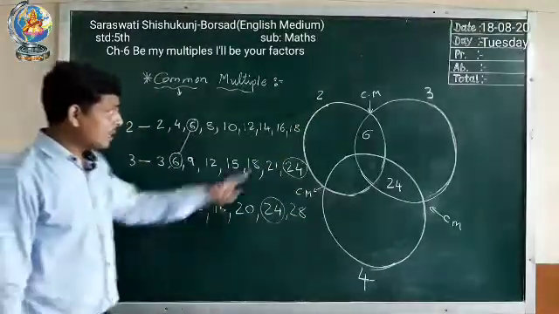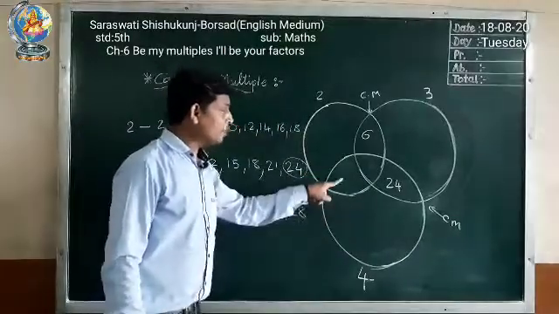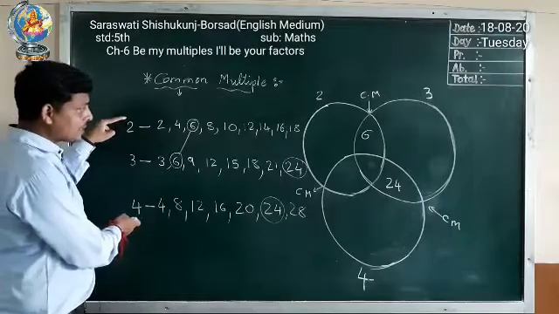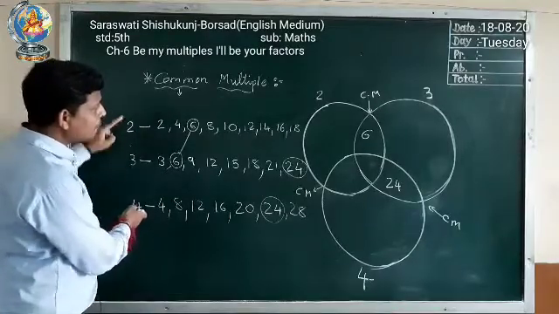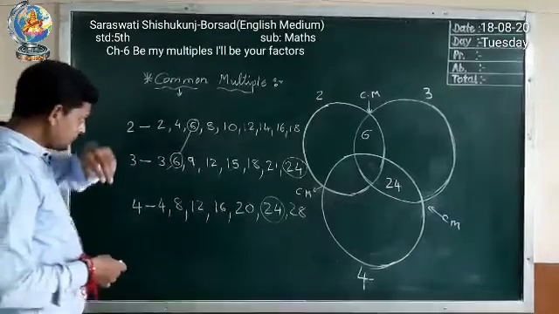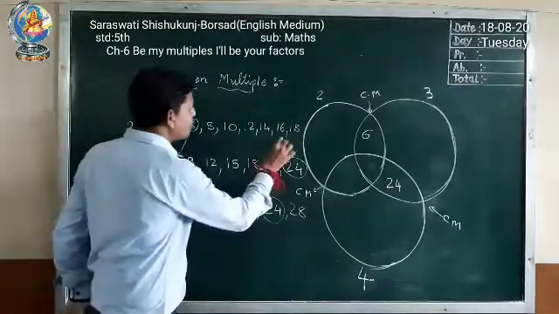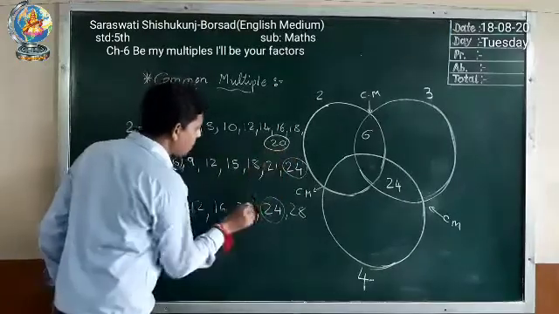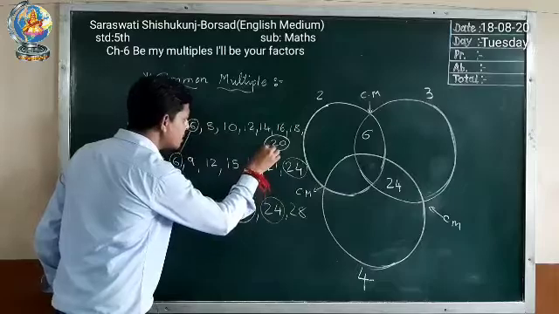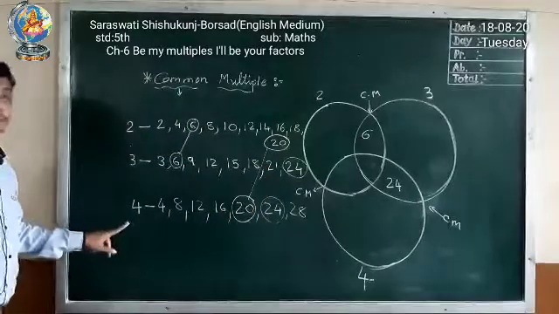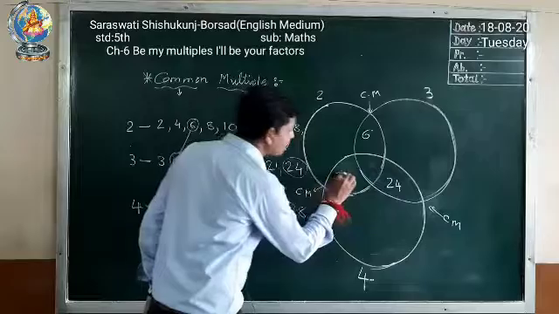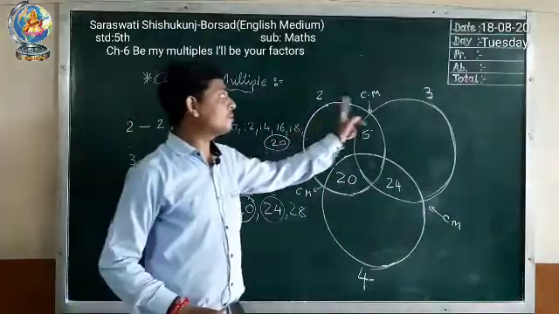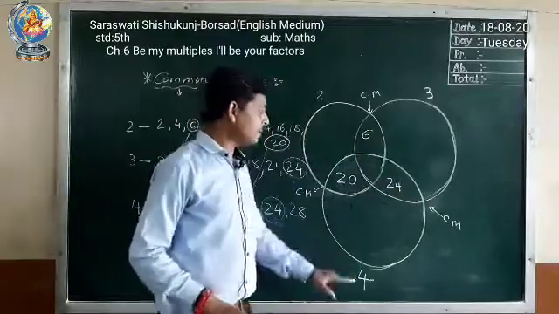Understood? Now lastly, the common multiple of 2 and 4 that we have to write here. We have to compare the multiples of 2 and 4. Which is common in 2 and 4? If we write one more here, after 18, 20 will come. So you can see here 20 is the common multiple in 2 and 4, so we can write 20 here. Understood up to here? We have found the common multiples between 2 and 3, 3 and 4, and 2 and 4.